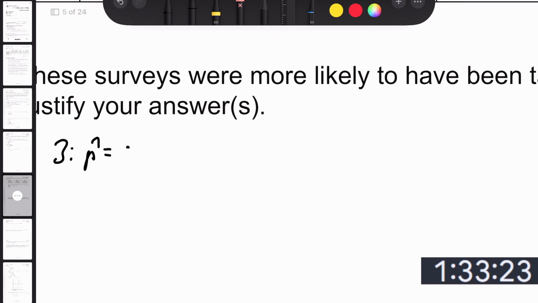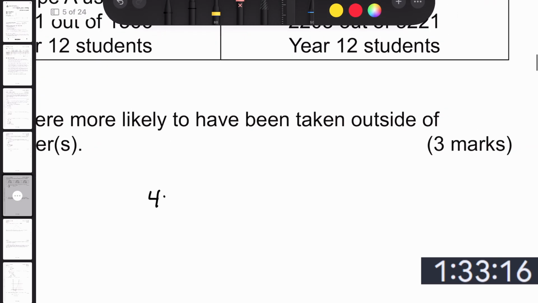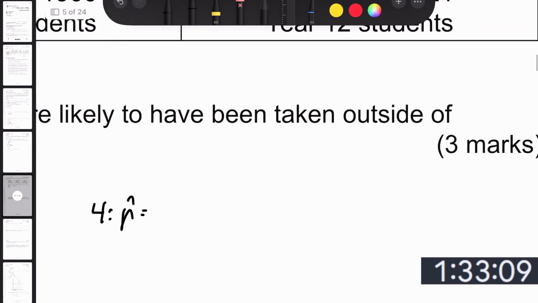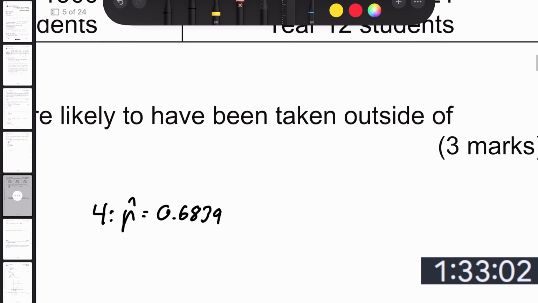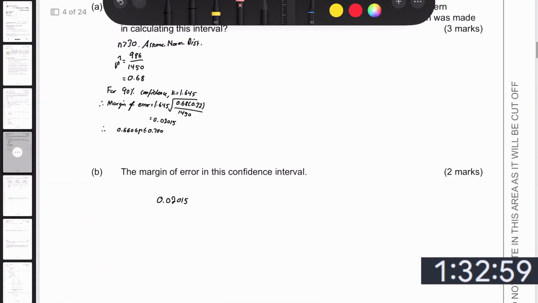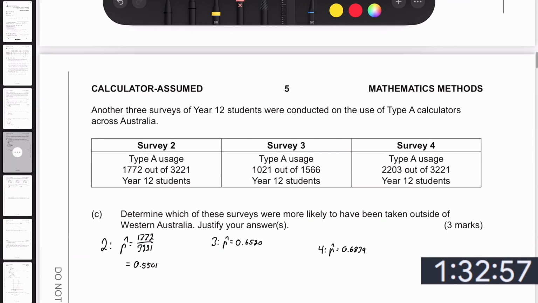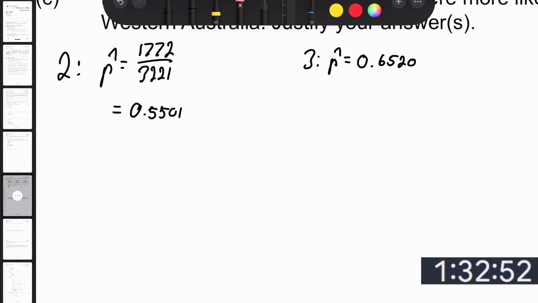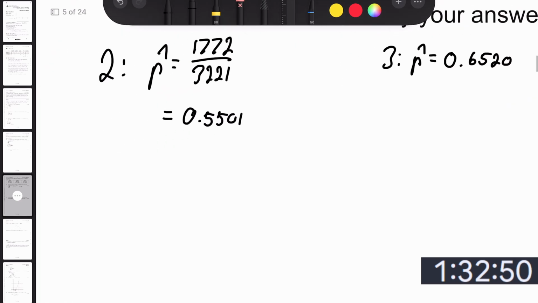1021 divided by 1566.6520. So I'm going to do these to 4 decimal places because it's the statistics probability section, and they always like it to 4 decimal places. And then for 4, p hat is equal to 0.6839. Now, my confidence interval is 0.66 to 0.70. So only 4 is inside of that.